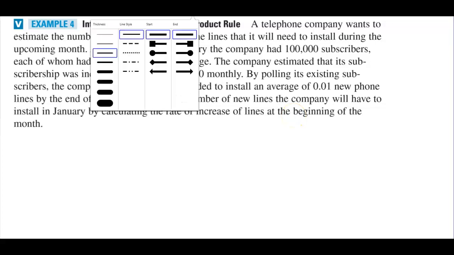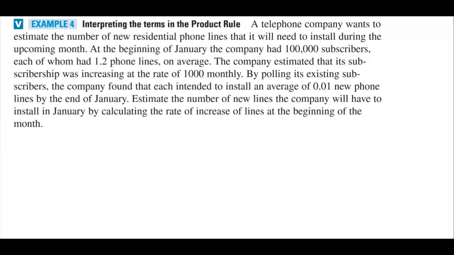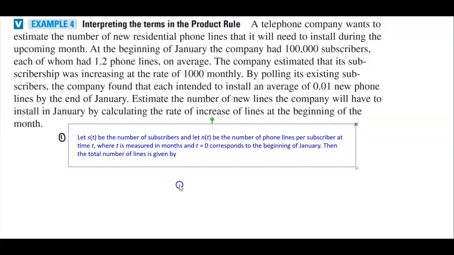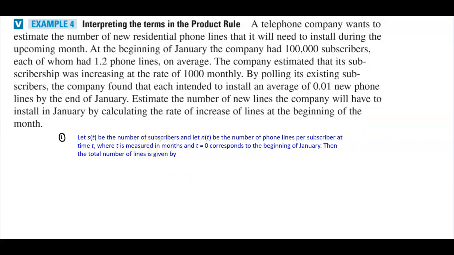So, the first thing we need to do is define our functions. Let S of t be the number of subscribers, and let N of t be the number of phone lines per subscriber at time t, where t is measured in months, and t equals 0 corresponds to the beginning of January, since that's when it begins. Then the total number of lines is given by the following function.